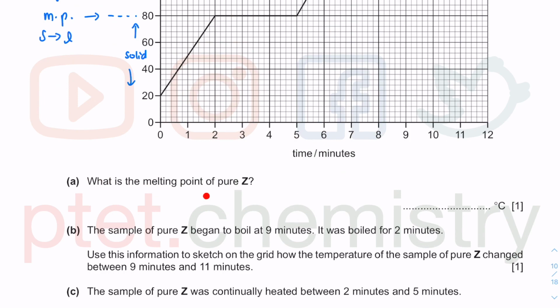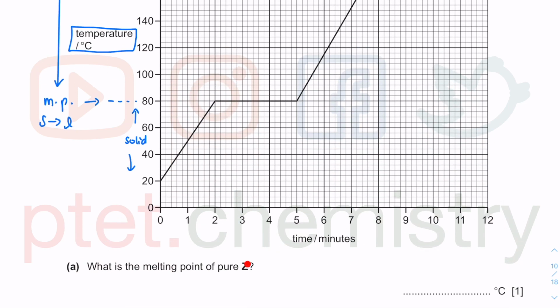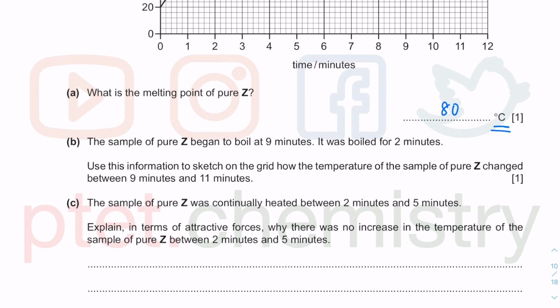So what is the melting point? The melting point of pure Z, because this is constant, a pure substance melts and boils at a fixed temperature. The unit is there already. If it is not there, you have to put down the unit based on reading the graph itself. So the sample of pure Z begins to boil at the 9th minute.